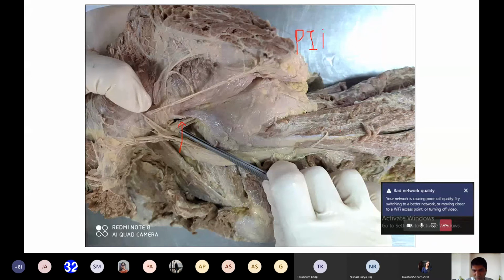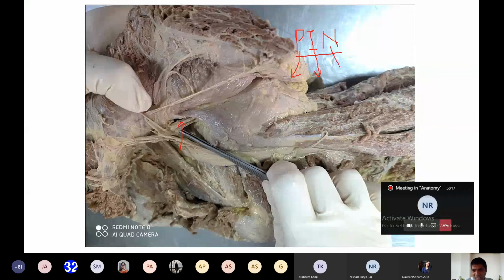If some of you are still not remembering the pin structure, from now onward you remember it. P-I-N, pin. P means pudendal nerve. I means internal pudendal blood vessels. And N means nerve to the obturator internus. So here the thickest, cord-like structure is the pudendal nerve.